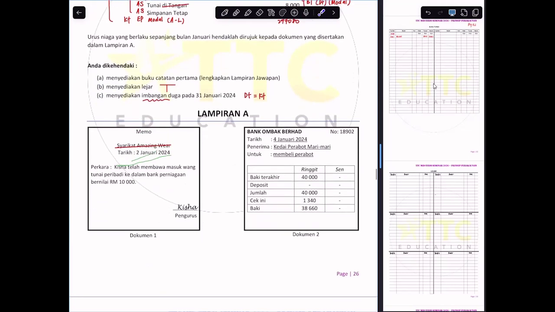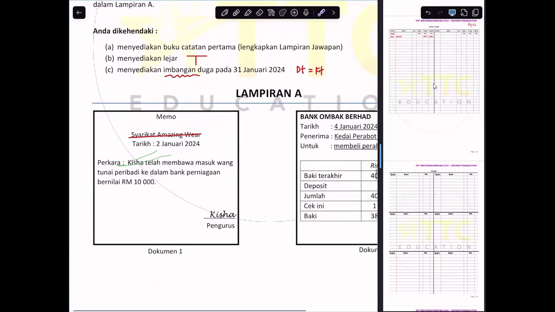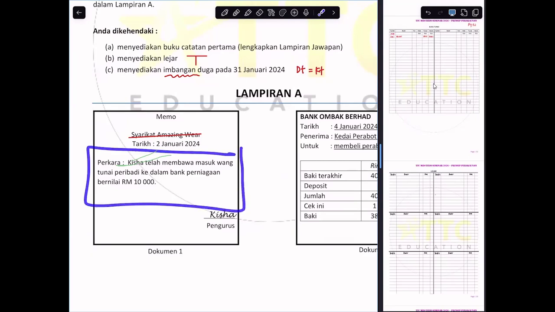Okay, then the first document, memo. Memo is something like an internal announcement in the company. Something like a paper announcement stuck on the board that everyone reads to know what is happening in the company. Just an announcement. So there's no asal, no salinan, only one copy will do. What you need to do is read the sentence, like the persamaan account, to find out what accounts are affected. Okay, Kisha, the boss, telah membawa masuk.